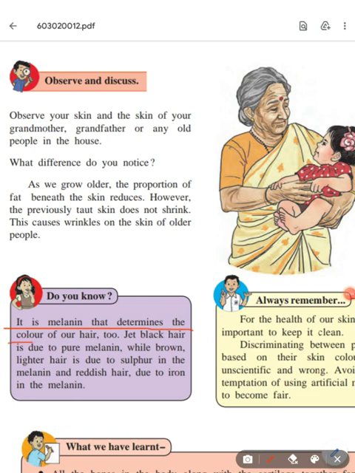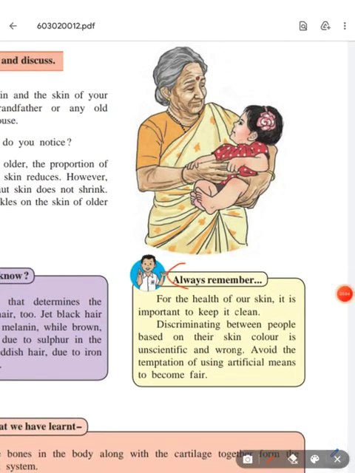It is melanin that determines the color of our hair. Jet black hair is due to pure melanin, while brown or lighter hair is due to sulfur in the melanin, and reddish hair is due to iron in the melanin. We have to remember this point. Always remember this.